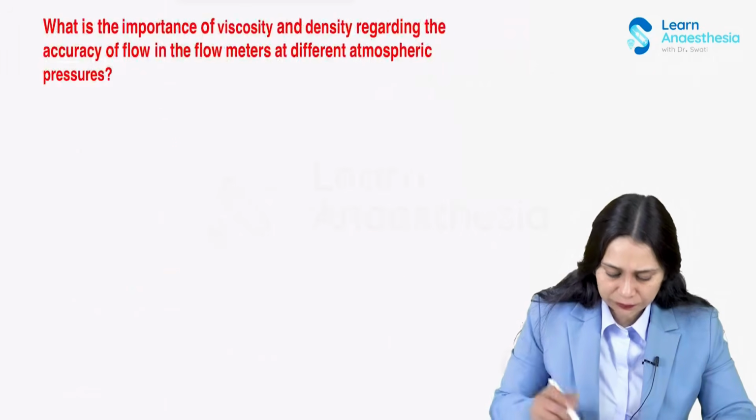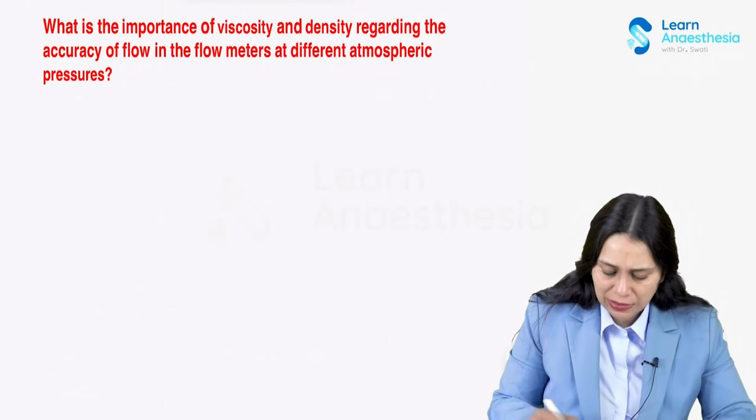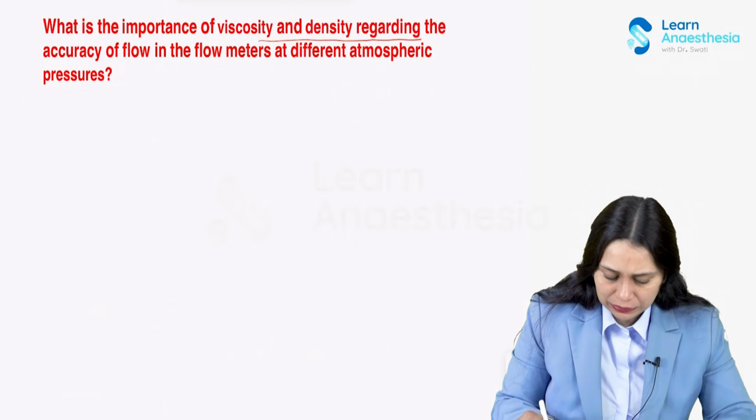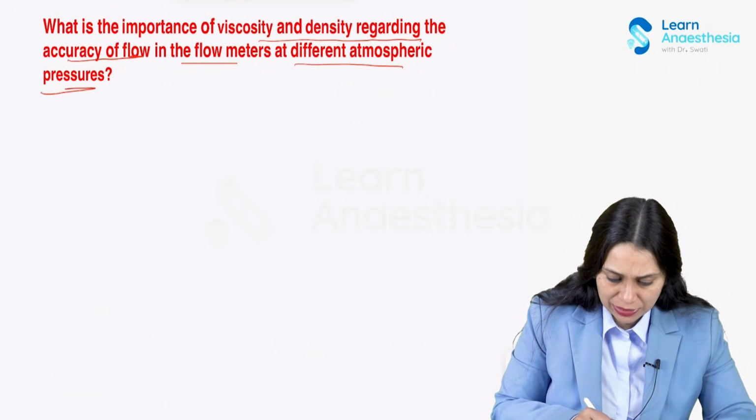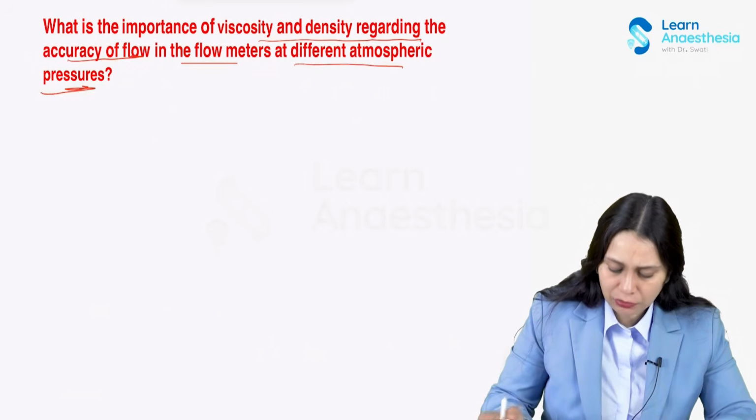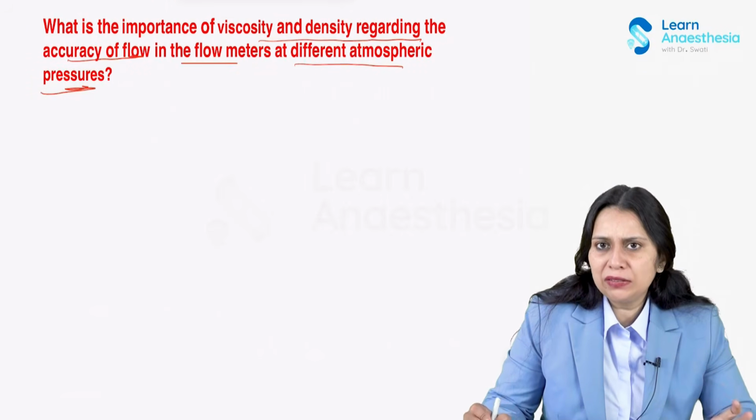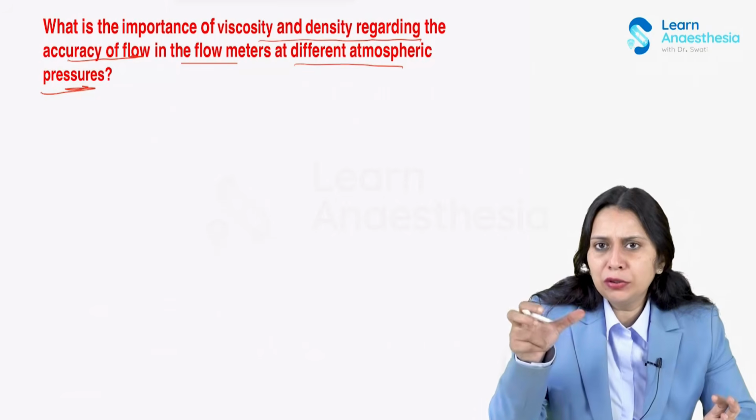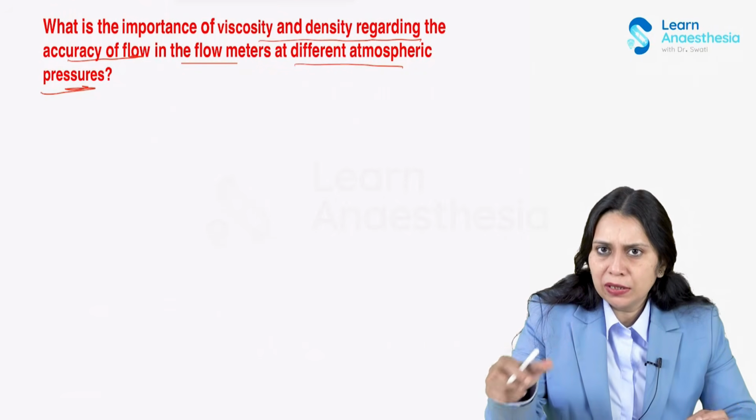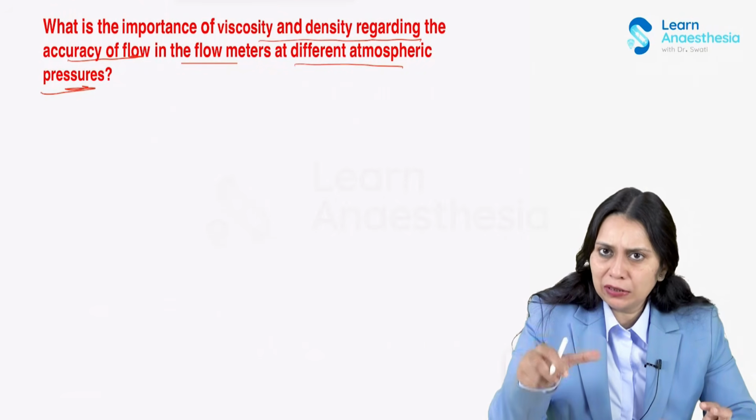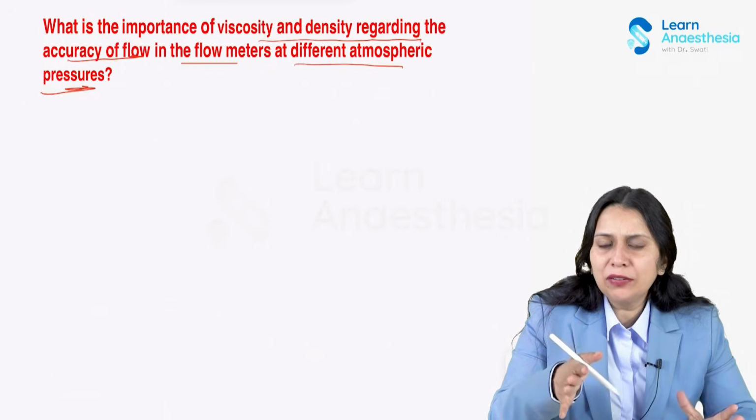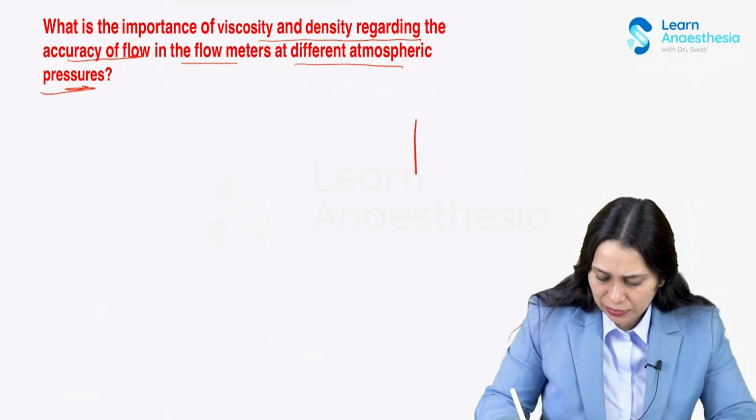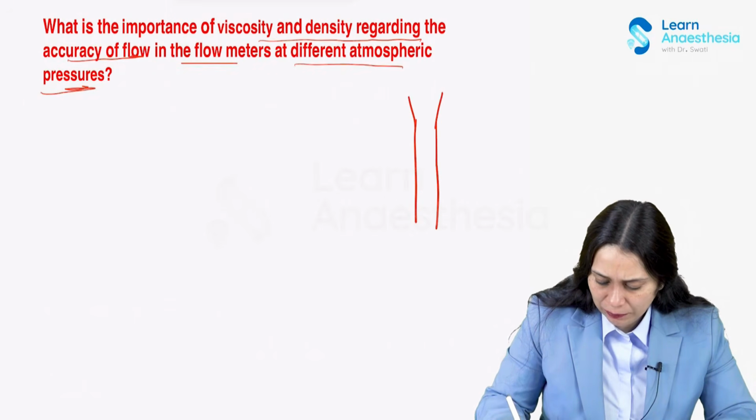Okay. Now, what is the importance of viscosity and density regarding the accuracy of flow in flow meters at different atmospheric pressure? Now guys, a flow meter does not have a uniform diameter. It is kind of Y-shaped. It has a lesser diameter at the lower part and more diameter at the higher part, right?